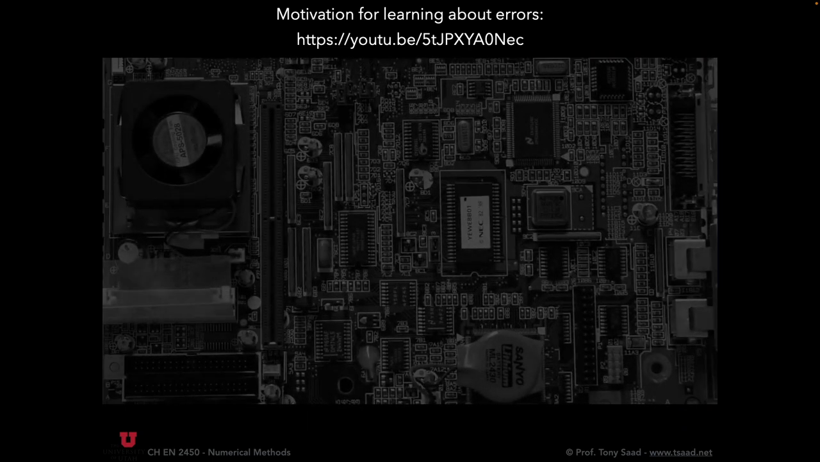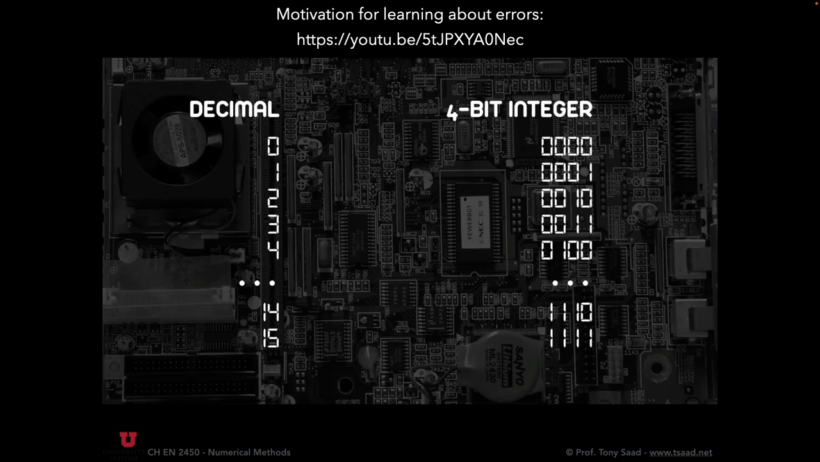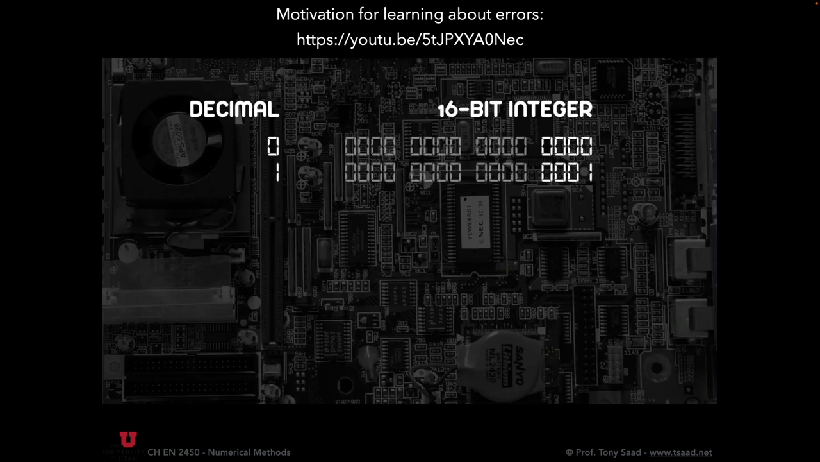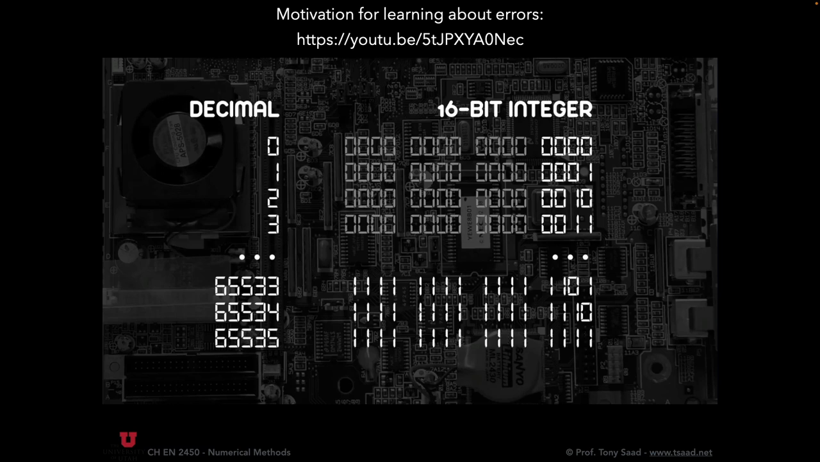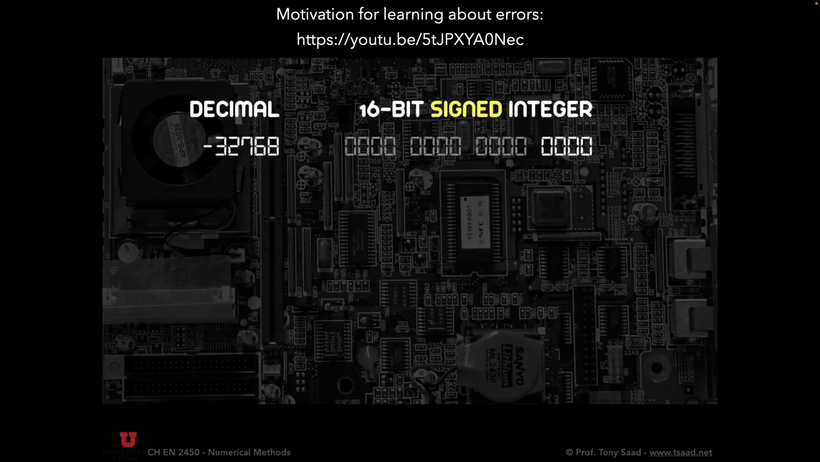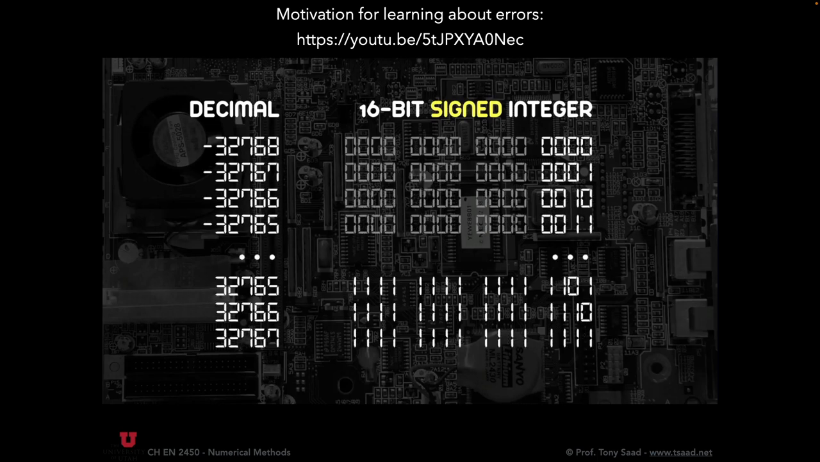Computers store numbers in a variety of ways. Consider 4-bit integers. 4 bits can represent anything from 0 to 15. But if you want to represent the number 16, well, there just aren't enough bits, are there? 16 is too big. You need more bits to store bigger integers. With 16 bits, you can store anything from 0 to 65,535. Or, if you throw in a sign, then 16-bit signed integers cover everything from minus 32,768 to positive 32,767. But anything bigger than that, and again, you've run out of bits.